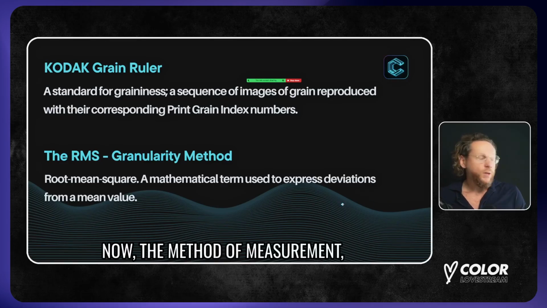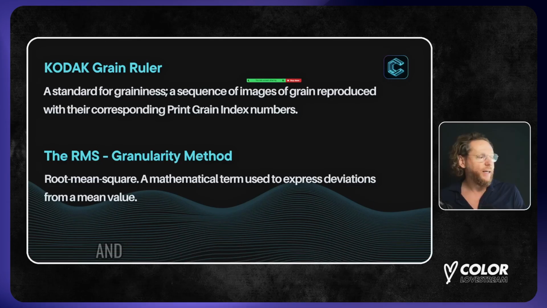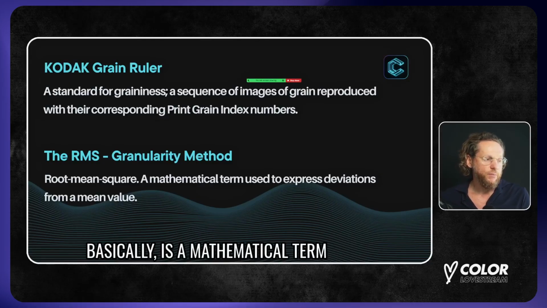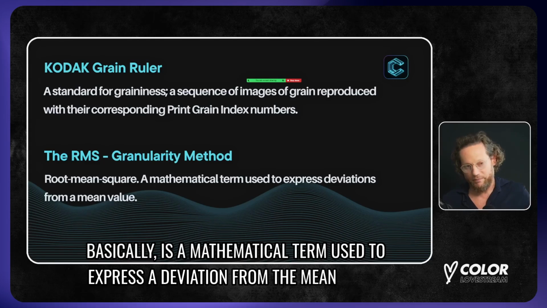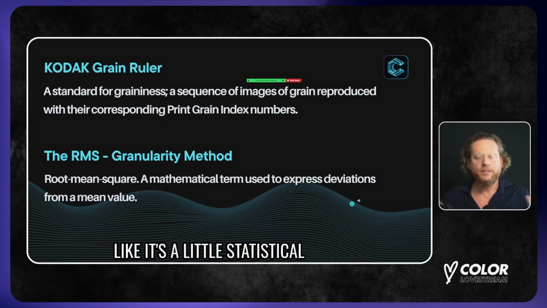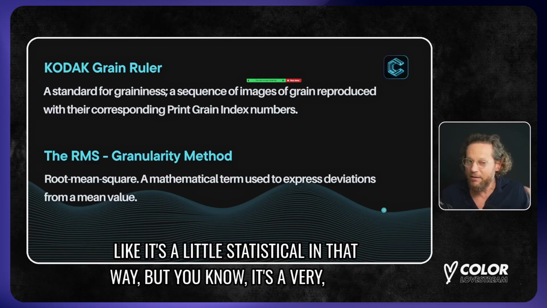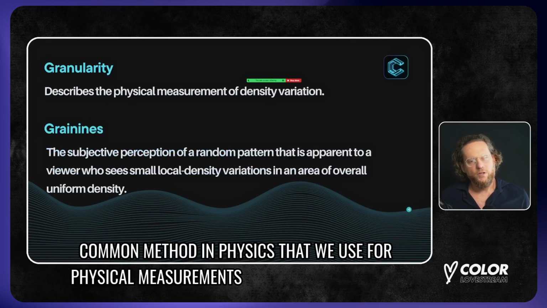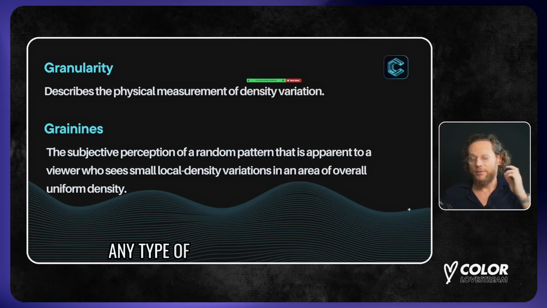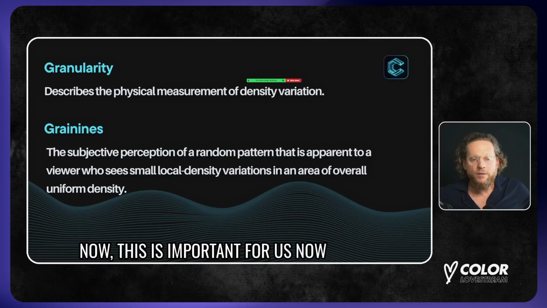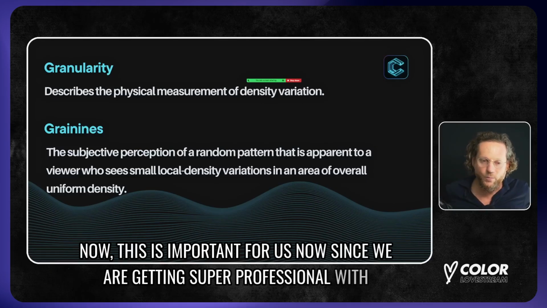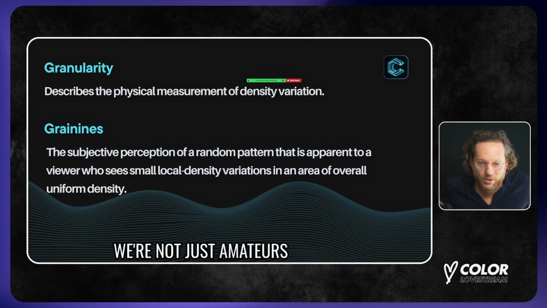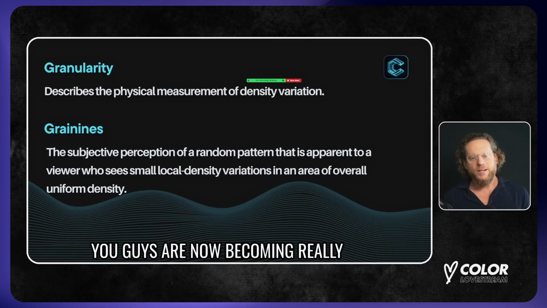Now, the method of measurement is called the RMS granularity method, and RMS stands for root mean square, which is a mathematical term used to express a deviation from the mean value. It's a little statistical, but it's a very common method in physics that we use for physical measurements of any type of deviation from normal. This is important now, since we are getting super professional with understanding film grain. We're not just amateurs anymore. You are now becoming really well trained in this.